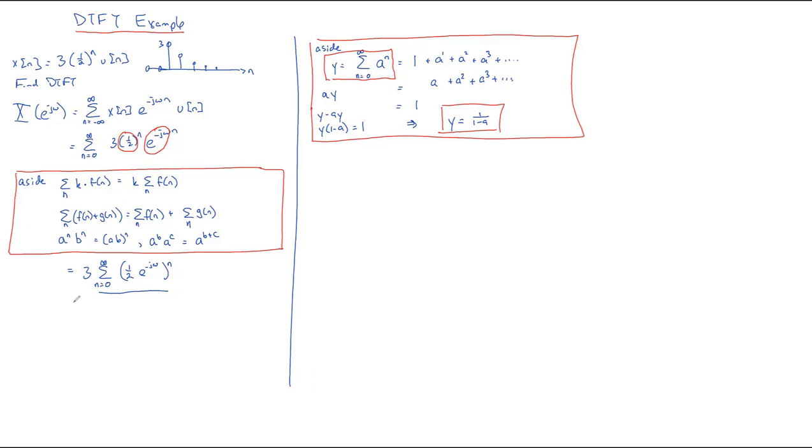Armed with this, we can now directly find out what our DTFT is. It's going to be 3, and then this thing from over here is equal to 1 over 1 minus 1/2 e to the minus j omega. And that's it. That's our DTFT.